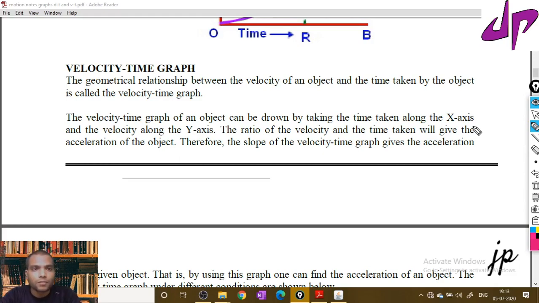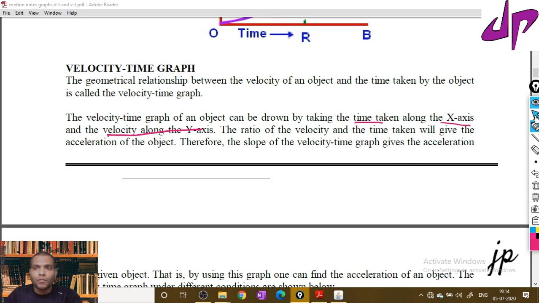Hi students, I would like to discuss the velocity time graph. Similar to the distance time graph, we can plot a velocity versus time graph. So in the velocity and time graph, we will always take time on the x-axis and velocity on the y-axis.